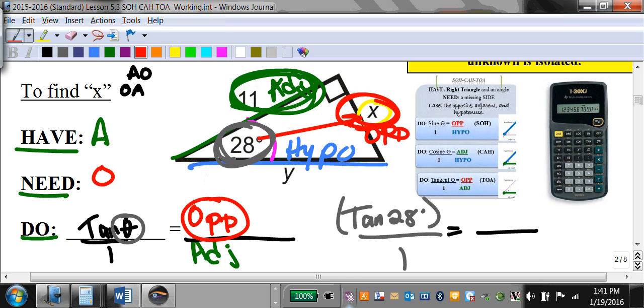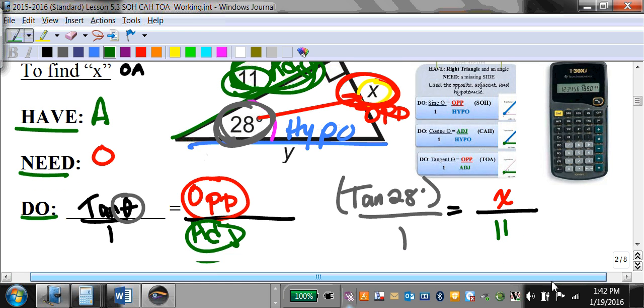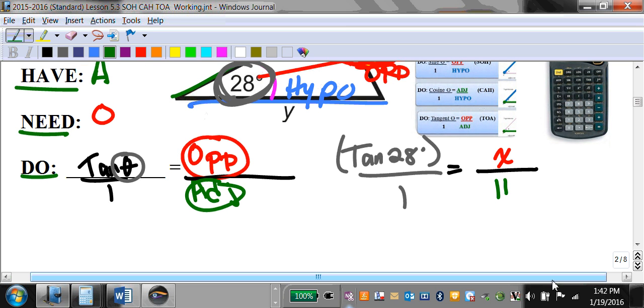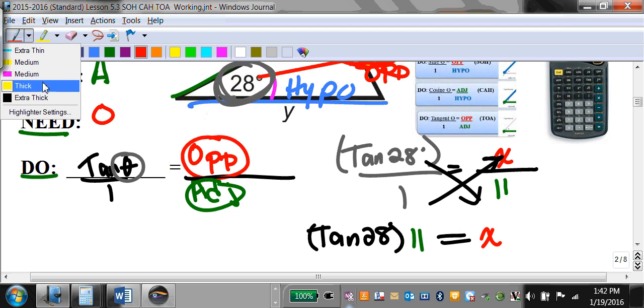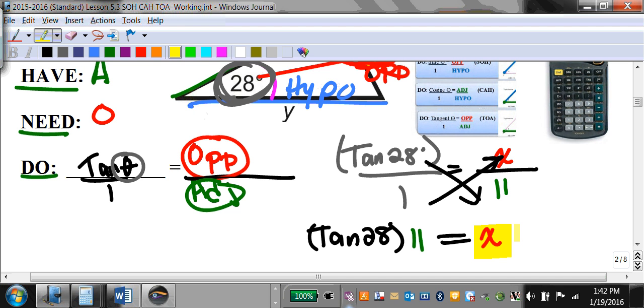Circle, circle, plug, chug. Notice I'm physically circling stuff up. That keeps my eyeballs from picking up the wrong stuff. Do not touch a calculator until your variable is by itself. I'm going to cross multiply. Tan 28 times 11 equals x. Question. Is x by itself?